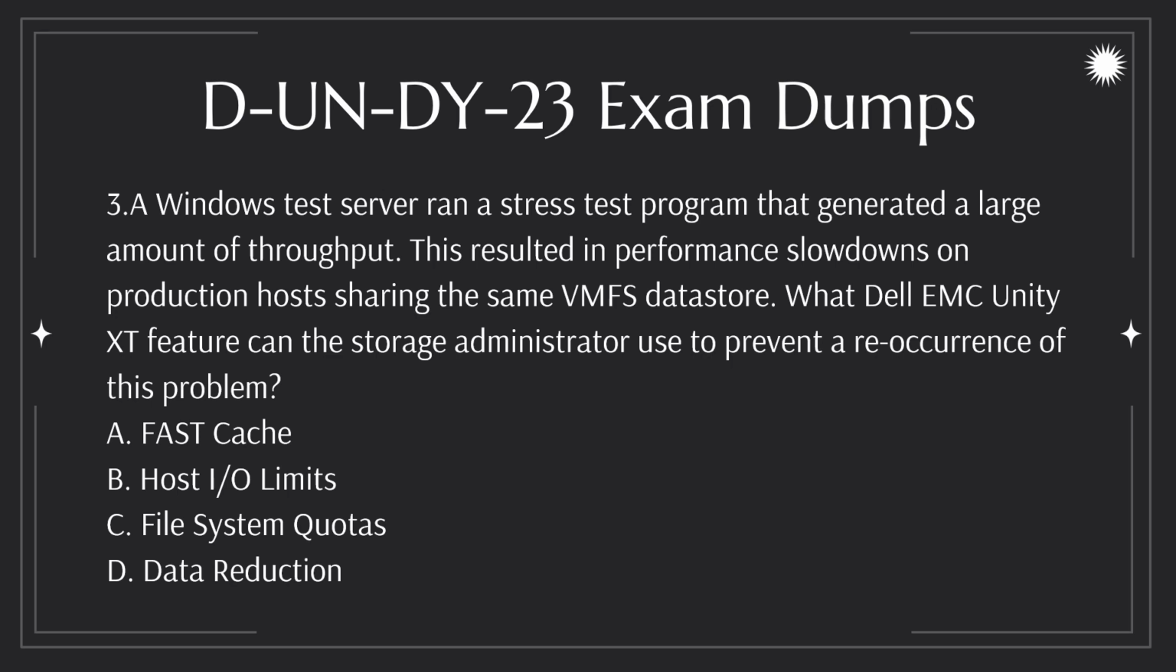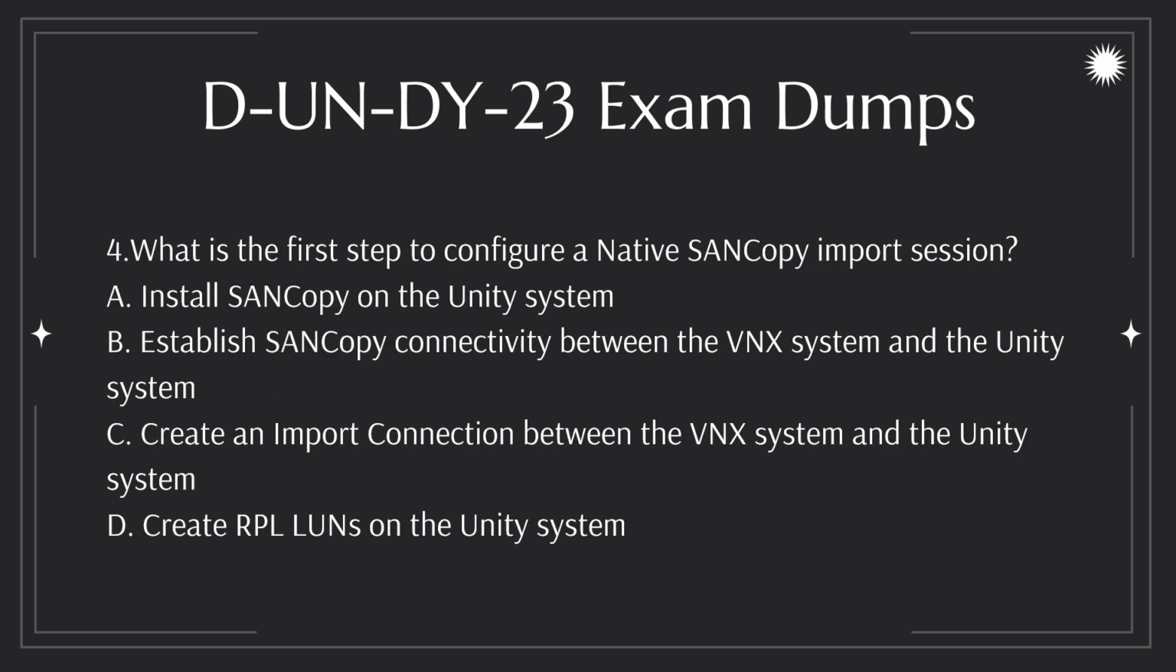3. A Windows test server ran a stress test program that generated a large amount of throughput. This resulted in performance slowdowns on production hosts sharing the same VMFS data store. What Dell EMC Unity XT feature can the storage administrator use to prevent a reoccurrence of this problem? A. Fast cache. B. Host I/O limits. C. File system quotas. D. Data reduction.